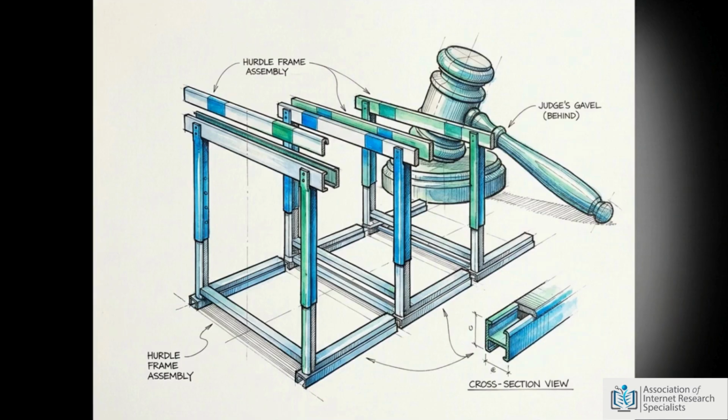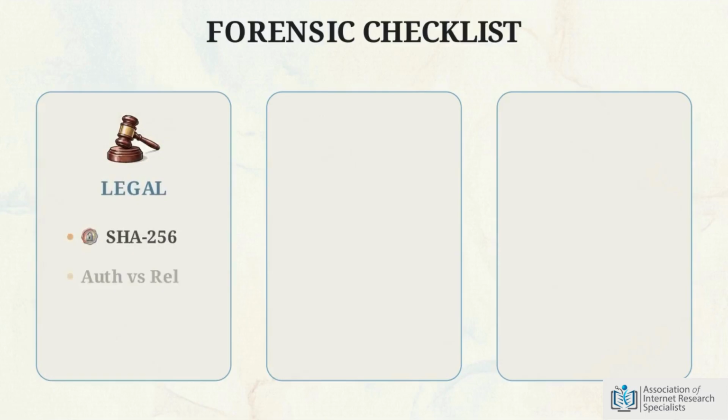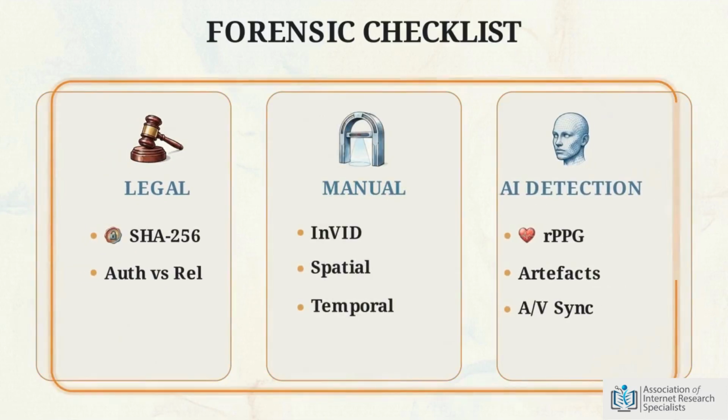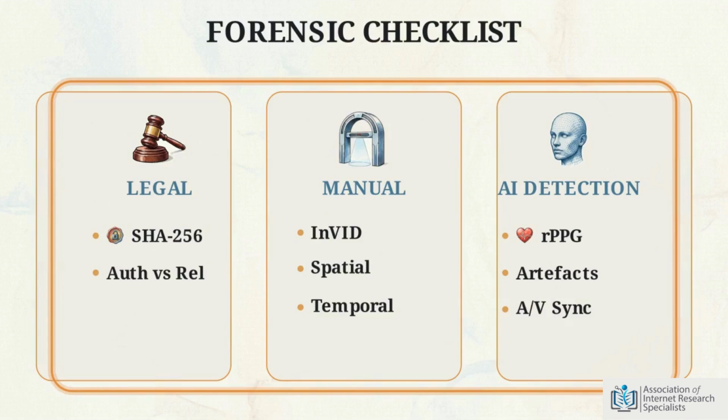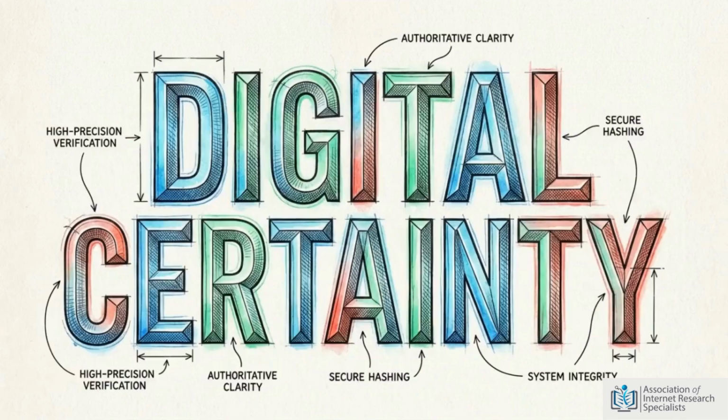Here is the final three-pillar forensic checklist, covering legal protocols, manual tampering checks, and AI detection techniques. Take a screenshot of this right now so you can apply this exact framework to your own investigations. In an era saturated with synthetic media, truth is no longer based on what you can see. It is based strictly on what you can cryptographically and forensically prove.